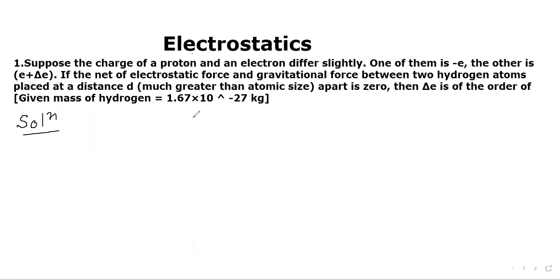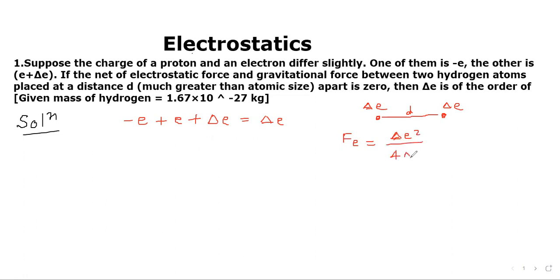So here, first of all, let's calculate the net charge. So minus e plus delta e will give delta e. Now we have to find out the force between two charges of delta e, and the separation is d. So electrostatic force Fe will be equal to delta e square divided by 4 pi epsilon naught d square.